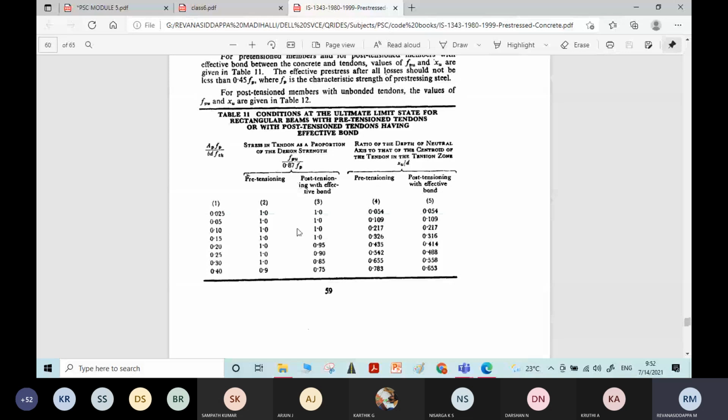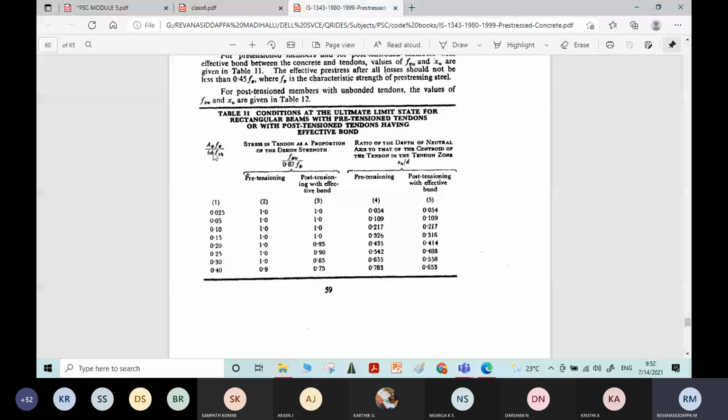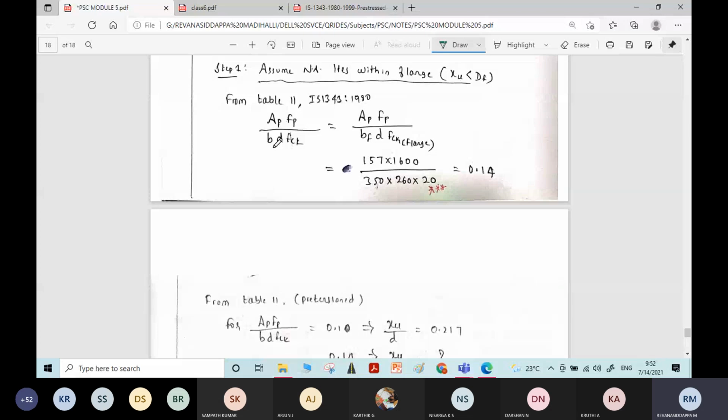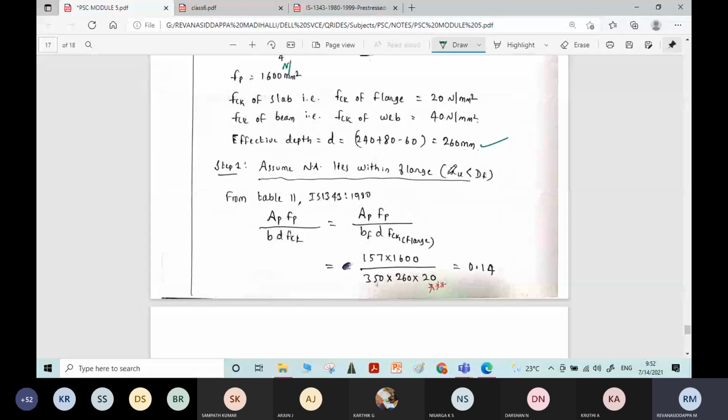Okay, from Table 11, it is a P tension wave for AP FP divided by BD FCK. I have calculated that ratio, where B is the width of the flange. Here I assume the neutral axis is within the flange, so B should be substituted with the width of the flange only.